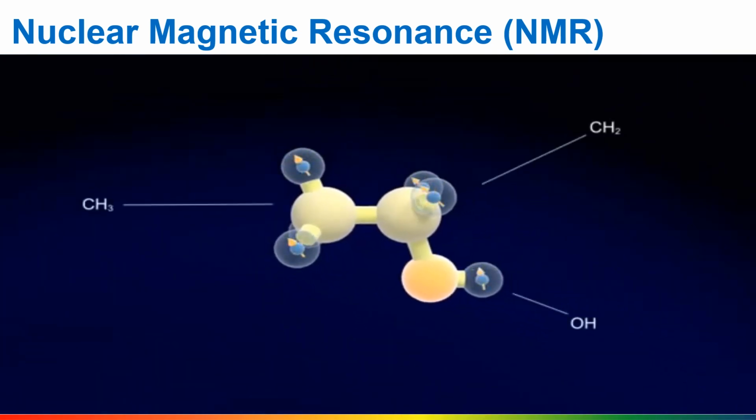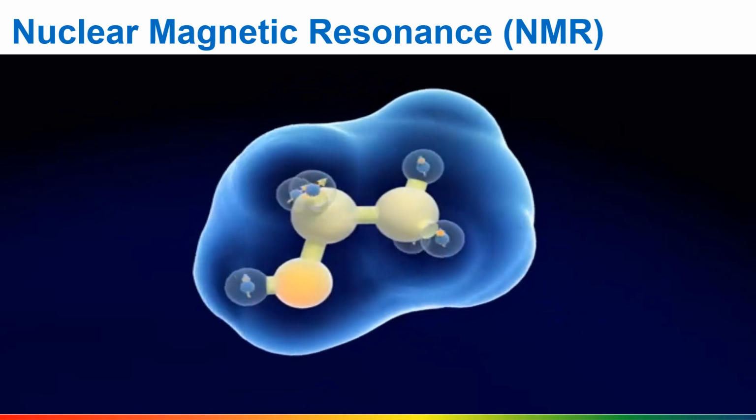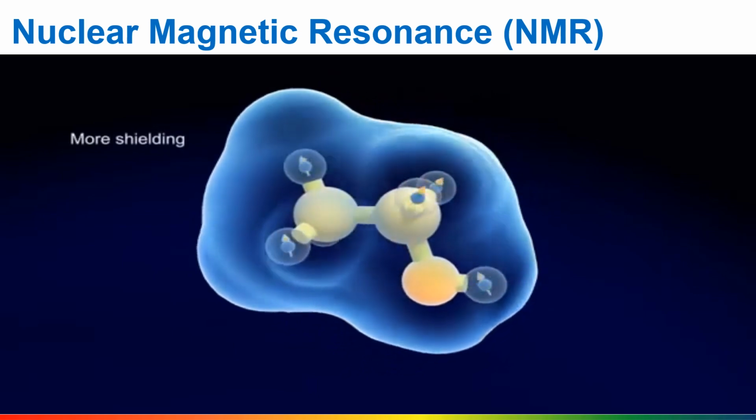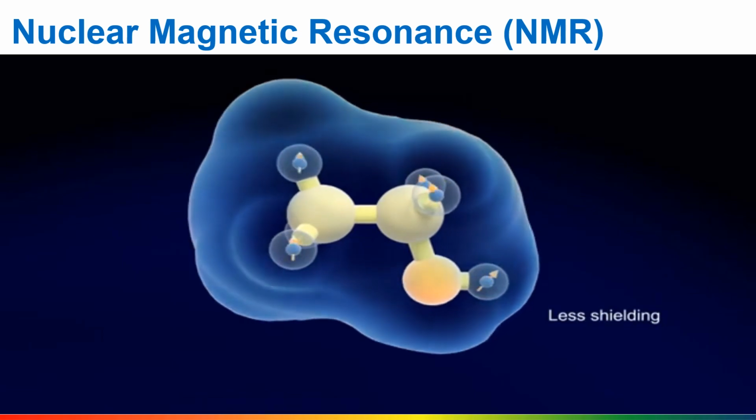Additional local field differences are introduced by changing electron densities in a molecule. A higher electron density results in more shielding and thus a lower local field and lower spinning frequency.